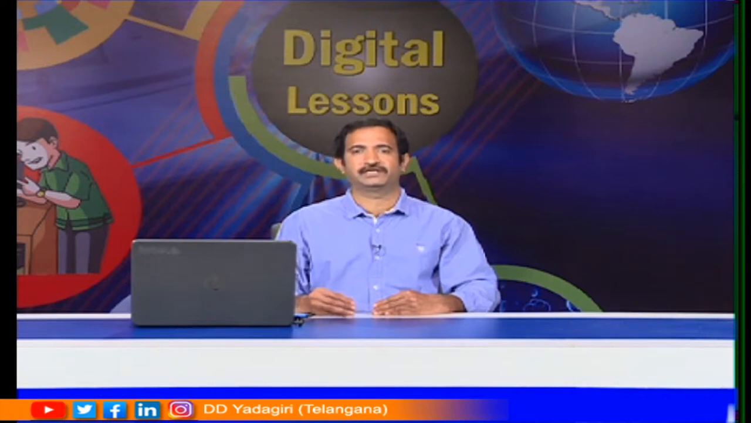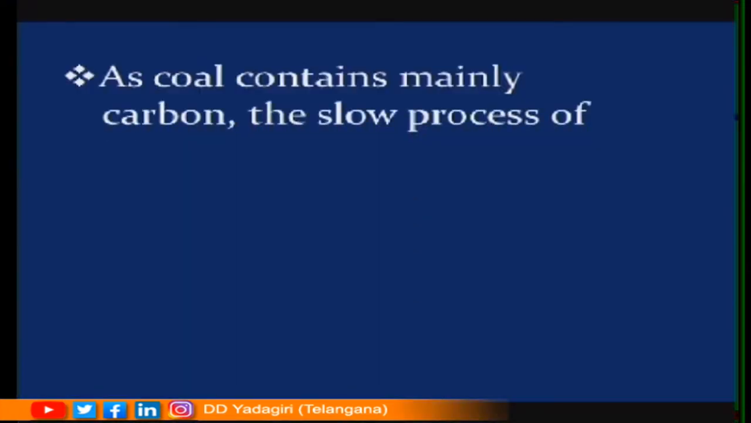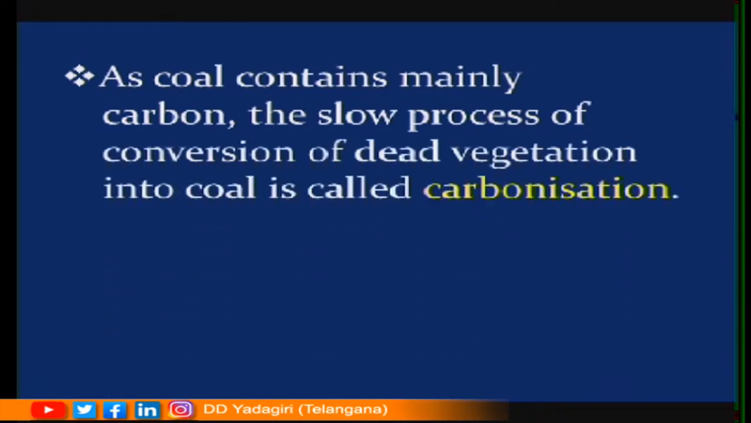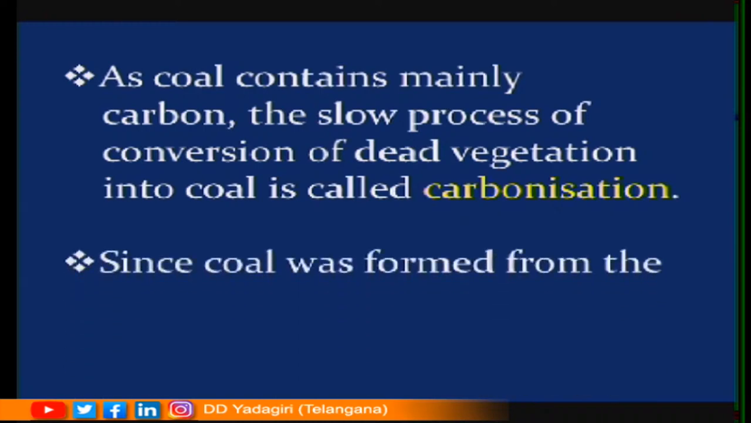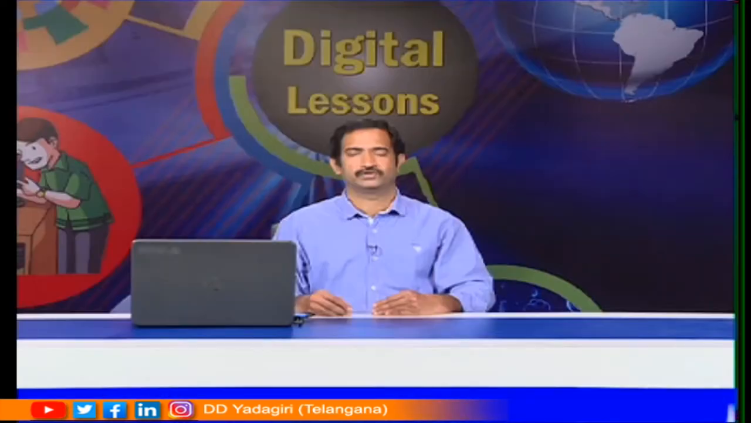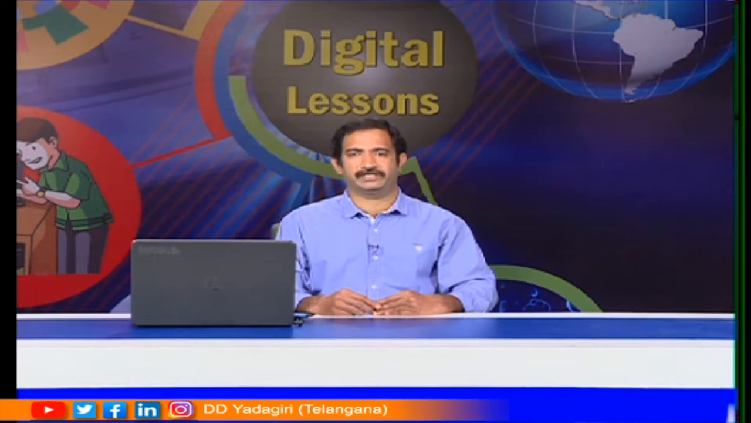having 100% carbon. As coal contains mainly carbon, the slow process of conversion of dead vegetation into coal is called carbonization. Since coal was formed from the remains of vegetation, it is called a fossil fuel. This process of formation of coal is nothing but carbonization, and it is obtained from dead materials or fossils. Therefore, it is called a fossil fuel.